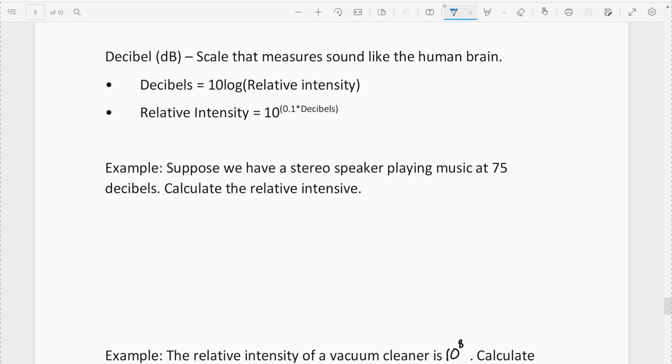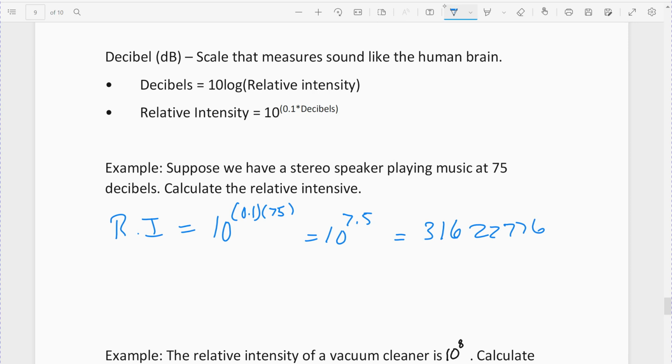Alright, so suppose that we have a radio speaker that plays music at 75 decibels. Calculate the relative intensity. So relative intensity is equal to 10 raised to 0.1 times 75. So it's 10 raised to the 7.5, which comes out to 316,227.766.